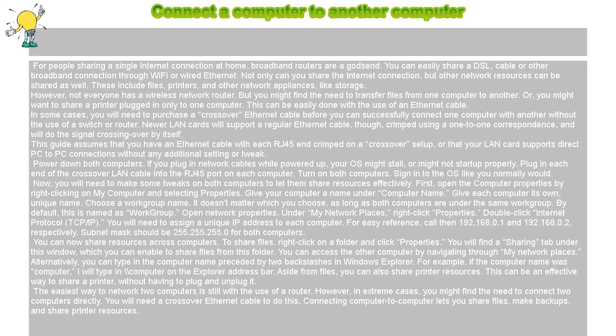To share files, right-click on a folder and click Properties. You will find a Sharing tab under this window, which you can enable to share files from this folder. You can access the other computer by navigating through My Network Places. Alternatively, you can type in the computer name preceded by 2 backslashes in Windows Explorer.